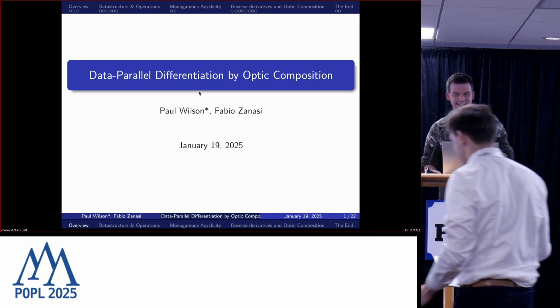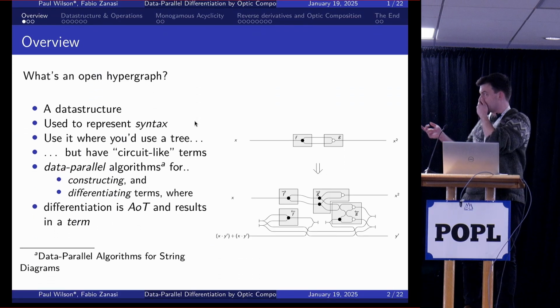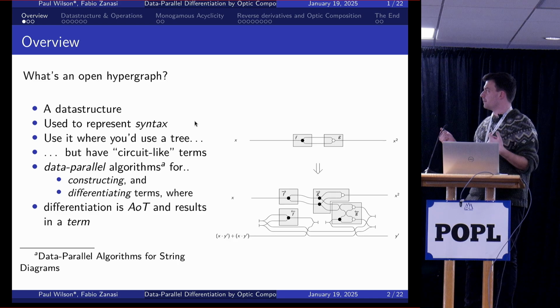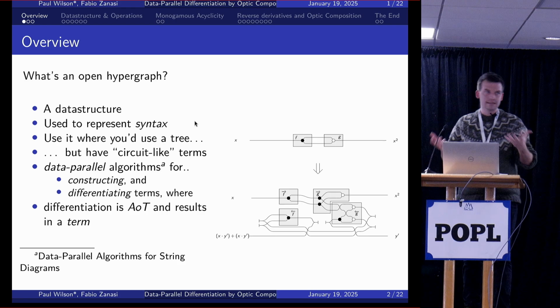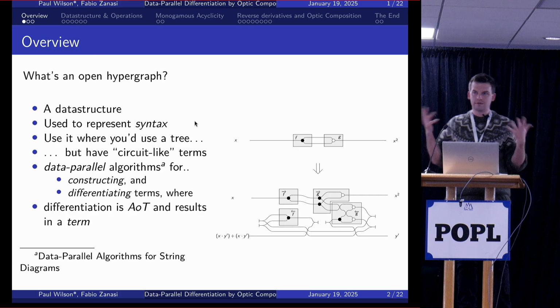All right. Okay, so in the interest of time, I want to talk about this data structure called open hypergraphs. They're basically a data structure for representing syntax. And you'd use it where you'd use a tree, except where your terms are more kind of circuit-like.